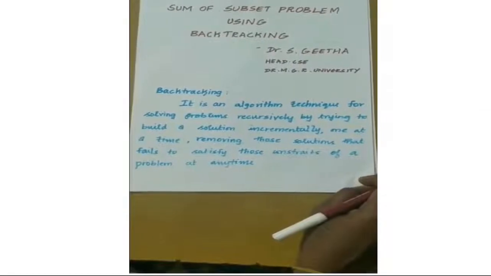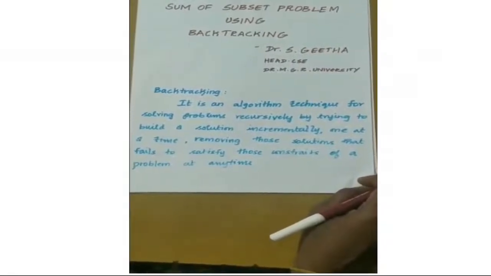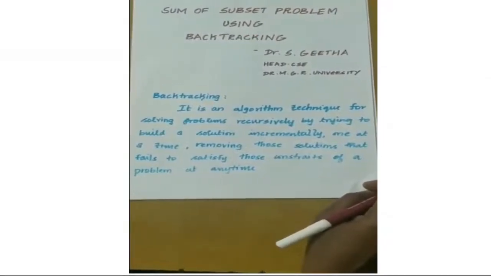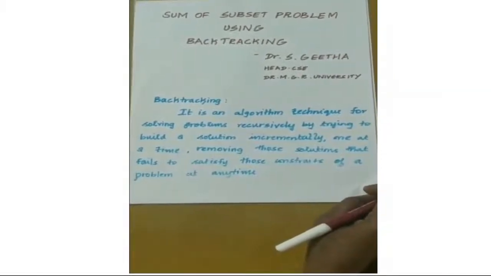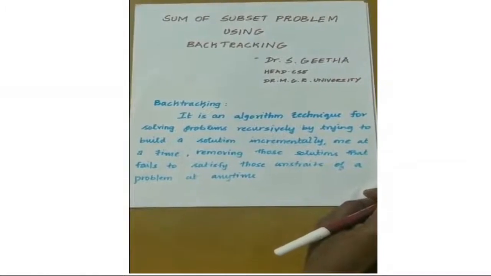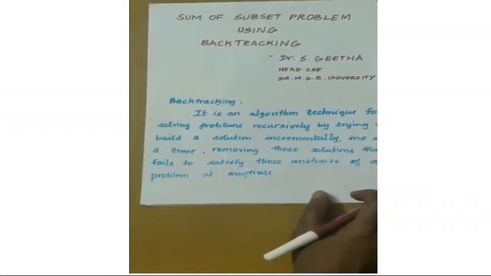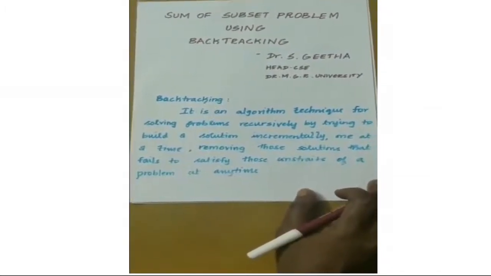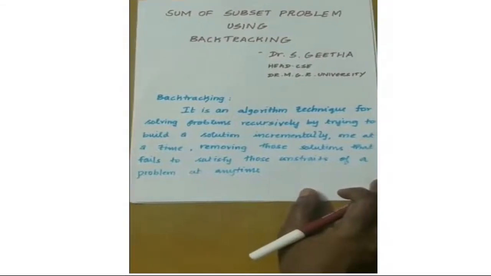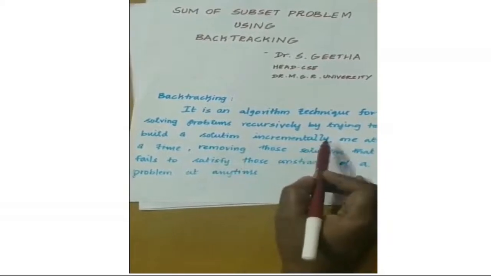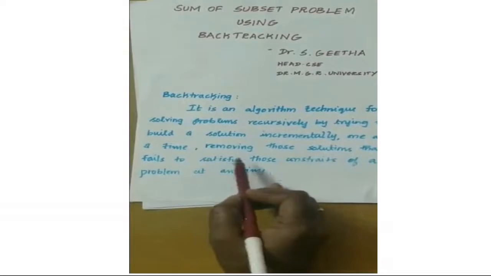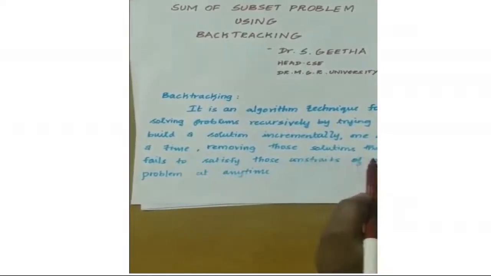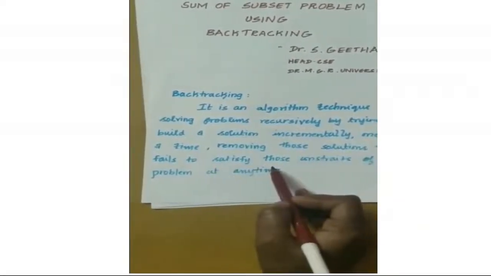Now we are just going to see about the sum of subset problem using the backtracking approach. Before solving the sum of subset problem, let us see the definition for backtracking. Backtracking is nothing but an algorithmic technique for solving problems recursively by trying to build a solution incrementally, one at a time, removing those solutions that fail to satisfy the constraints of a problem at any time.